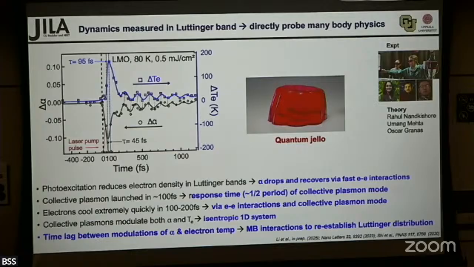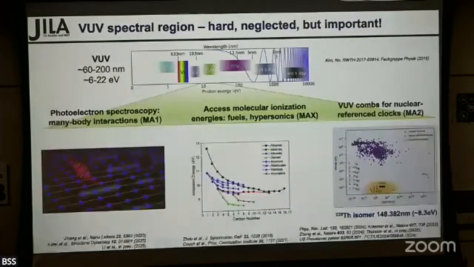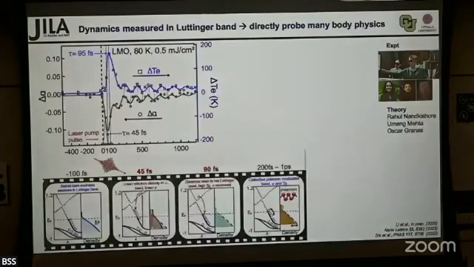Sorry? Is alpha the logical? Alpha is the Luttinger parameter. Yes, so I can show you the little cartoon again. Oh, what am I doing? I'm going the wrong direction.